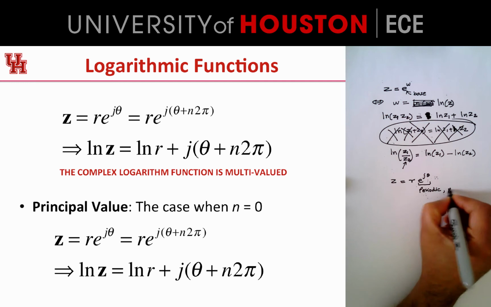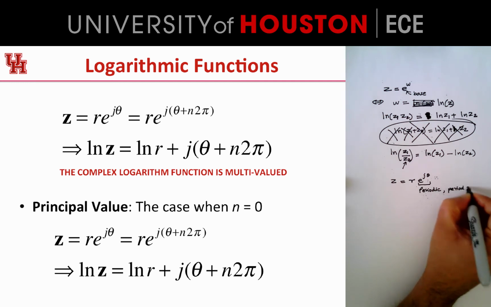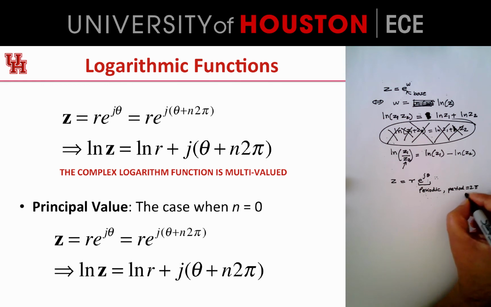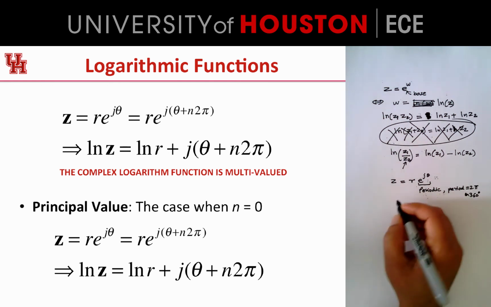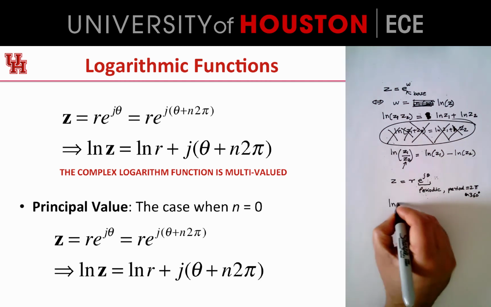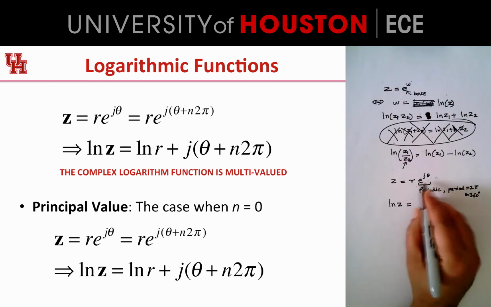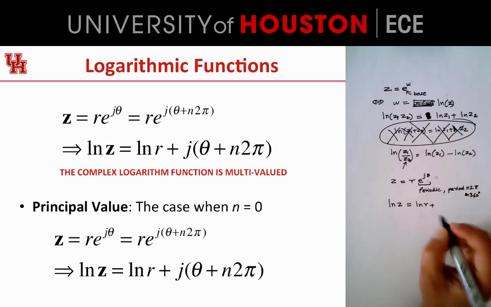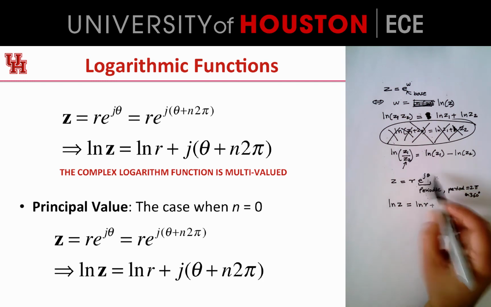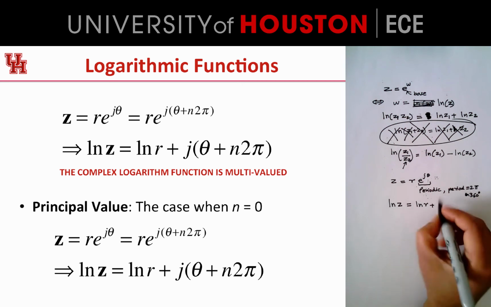Okay, and the period is 2 pi radians or 360 degrees. Same thing. So we can always write the natural logarithm of z as the log of this product, right? So it's log of r plus the log of e to the j theta, and the log of e to the j theta is just j theta.